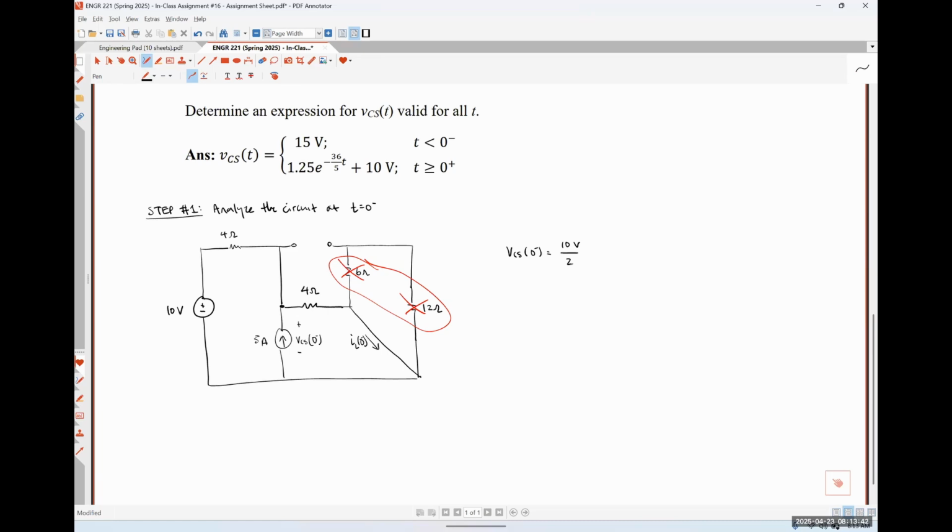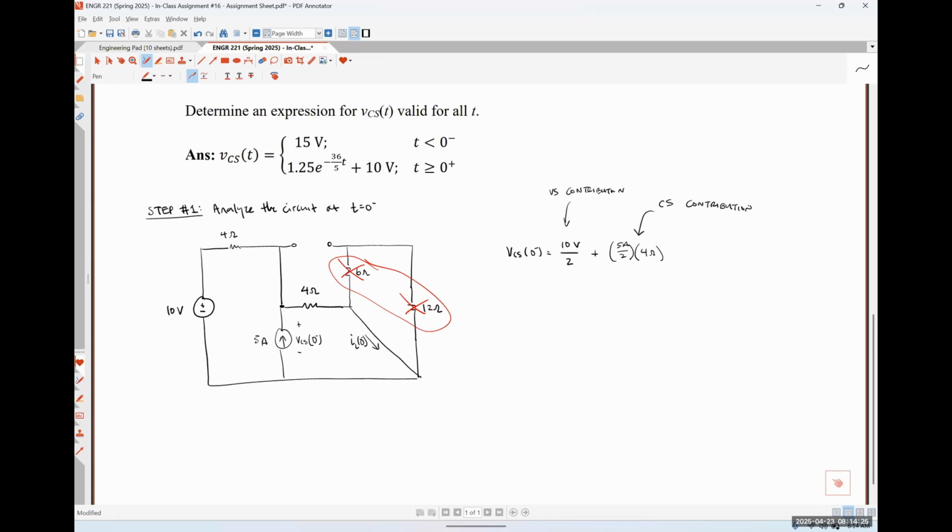And then when we have the voltage source off and the current source on, our 5 amp source is going to split evenly between those two 4 ohm resistors. So we're going to have our current source's contribution, which is going to be 5 amps over 2 times 4 ohms. So let me just make a note here. This is the voltage source contribution, and this is the current source contribution.